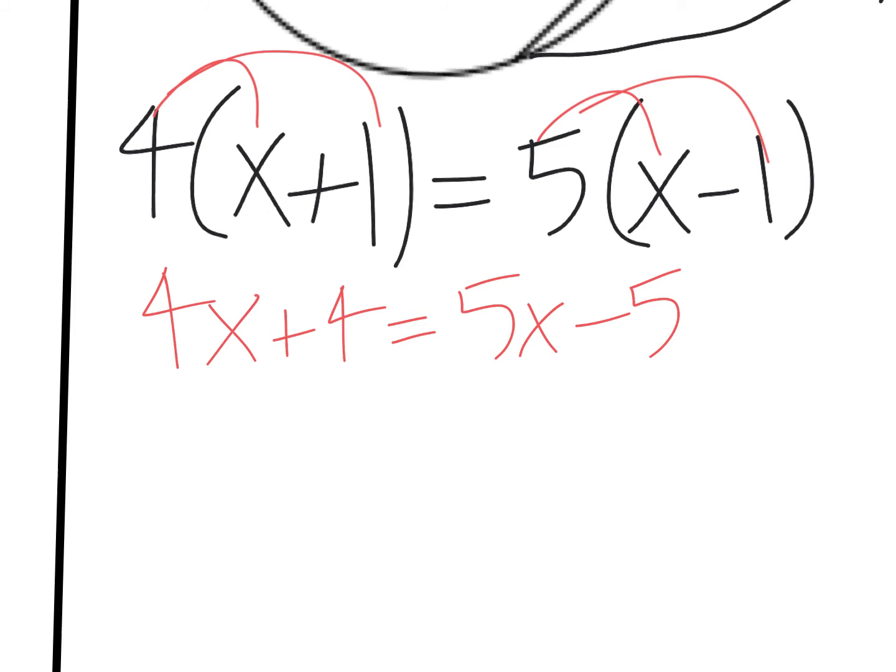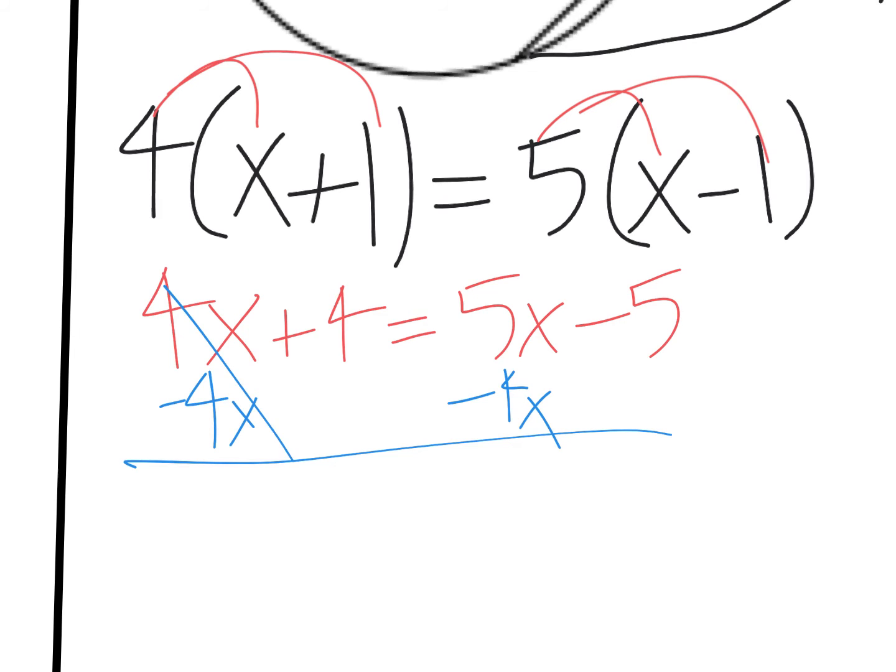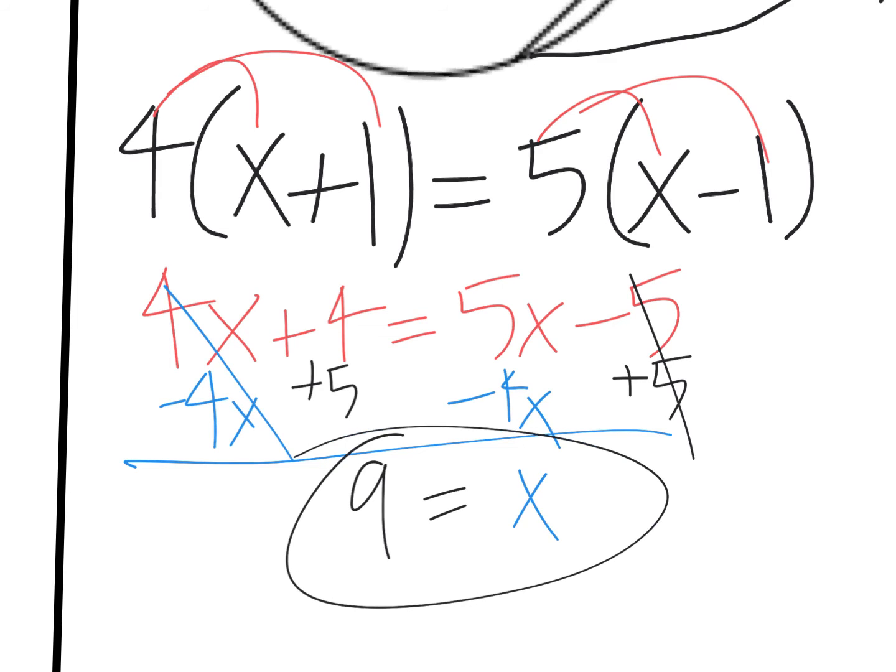So 4 times x plus 1 is 4x plus 4. 5 times x minus 1 is 5x minus 5. So I see that 4x is smaller than 5x, so I'm going to want to minus my 4x over to the right-hand side of the equation. And so 5x minus 4x is just x. And then I'm going to want to add my 5 to the left-hand side of the equation now to get all my constants on one side. And 4 plus 5 is going to give me 9. And so I just have 9 equals x.